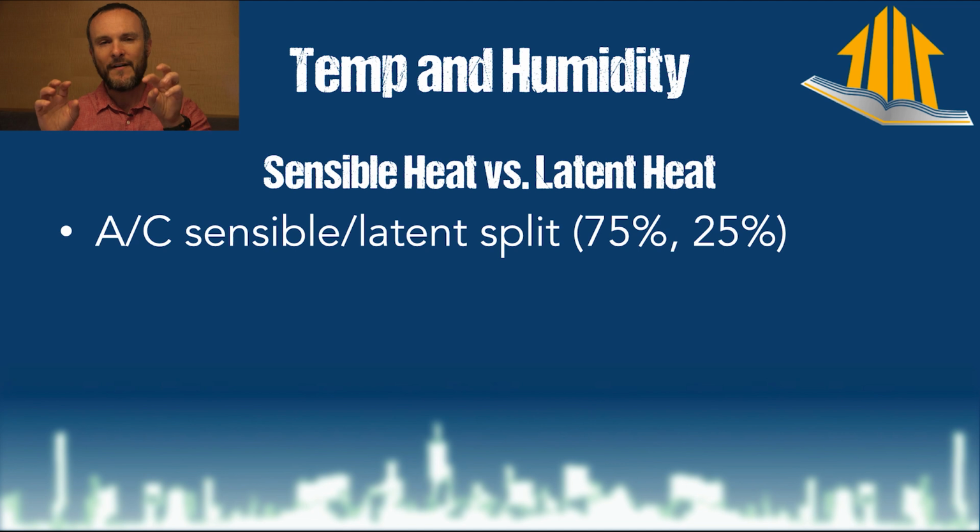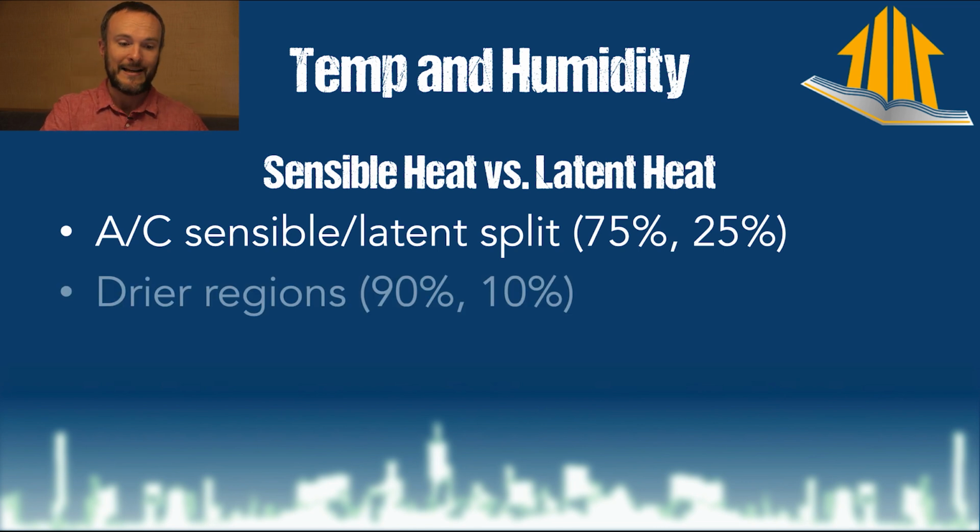So if you've got a 75-25 split, then what we're talking about is 75% of the power of the air conditioner is going to be making it cooler, and 25% of it is going to be making it drier. Depending on where you are in the country, this might make sense or not. If you're in a drier region, then you might want a lot higher split. You might want a 90%, 10% split.